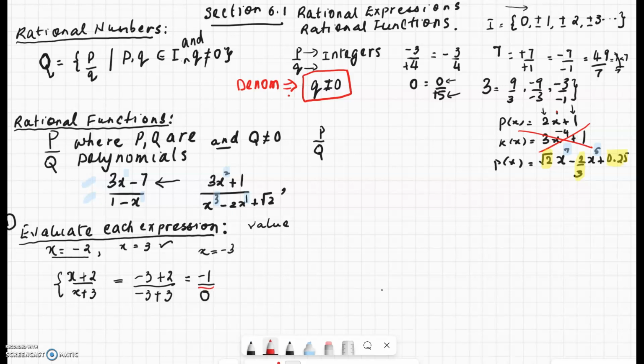Now, if you remember, the 0 in the denominator tells us that this expression cannot be evaluated at x equals negative 3. So at x equals negative 3, the expression is undefined. So when is it undefined? One of the ways in which it can be undefined is when there's a 0 in the denominator.